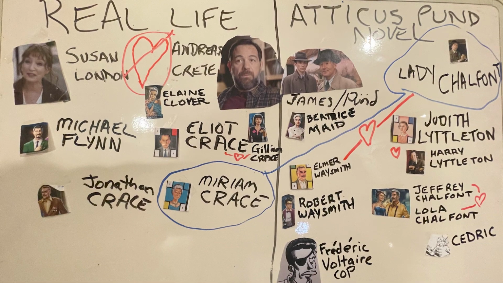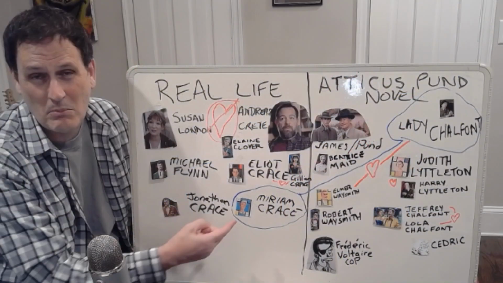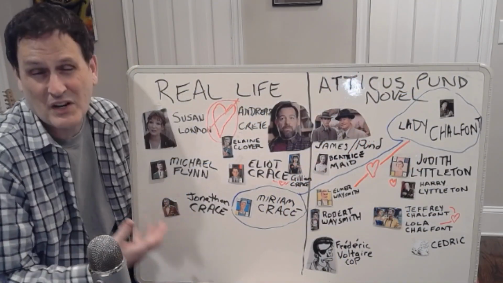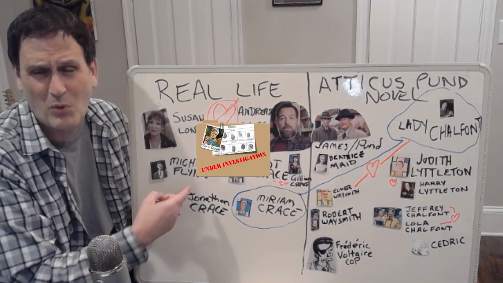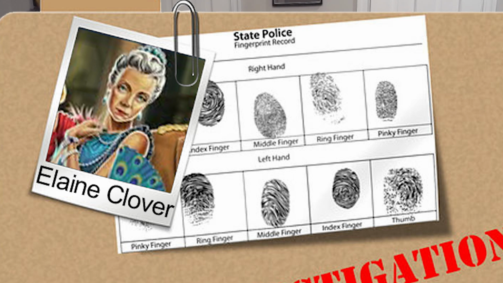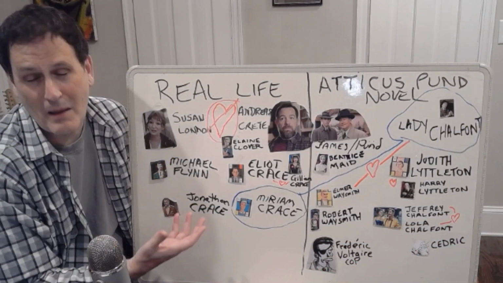In that first video, I did accuse somebody of being Miriam Crace's killer. And I have to cover that now that I've read 100 more pages. After 200 pages, I pointed at this person. Do I agree with that original accusation? Let's talk about it. My initial guess for who killed Miriam Crace was Elaine Clover. Why did I pick Elaine Clover?